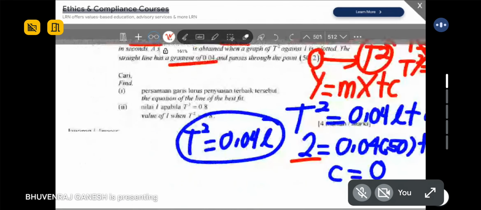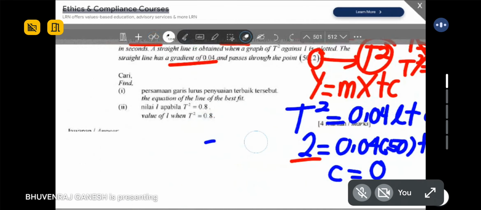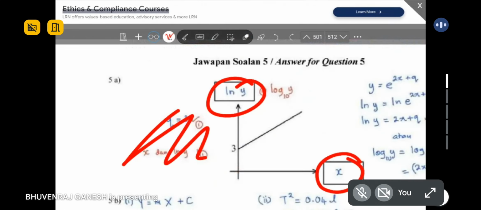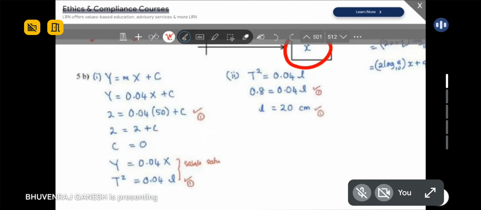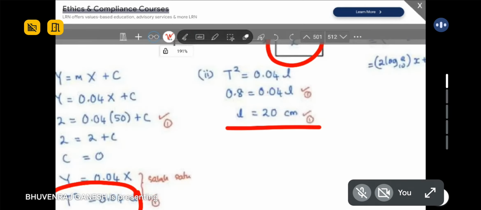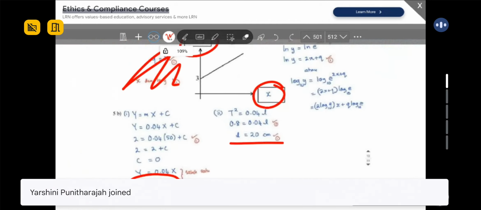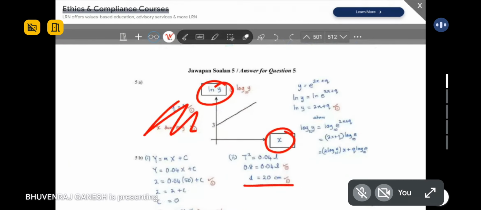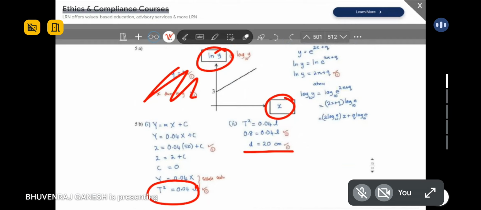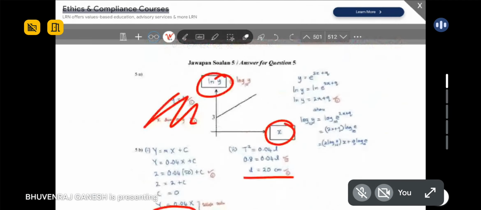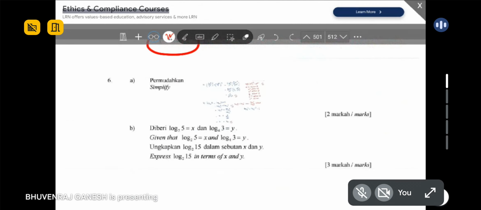Alright. So now, for question number B, they ask you the value of L when T square equal to 0.8. So very simple. Use the equation, substitute, and then you get the answer. L equal to 20 cm. Can all of you follow so far? So this is quite simple. Number 5, linear law, usually very straightforward, even in SPM. Continue, guys. Okay, so next one.